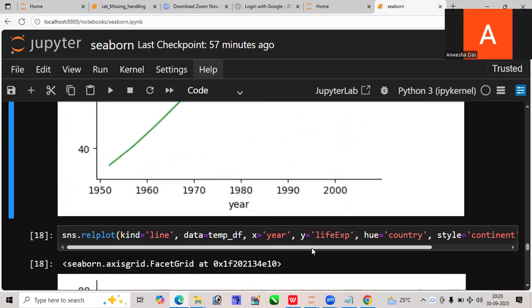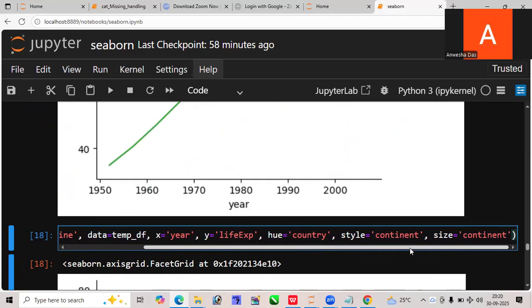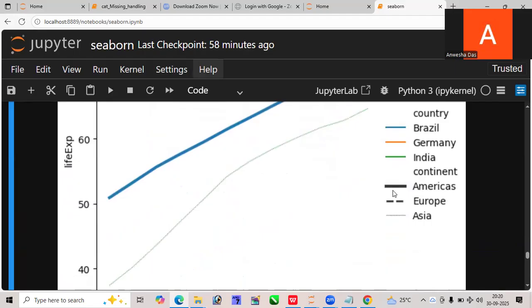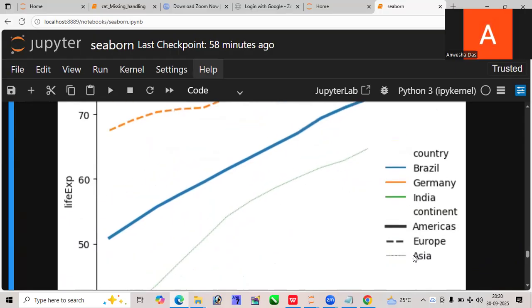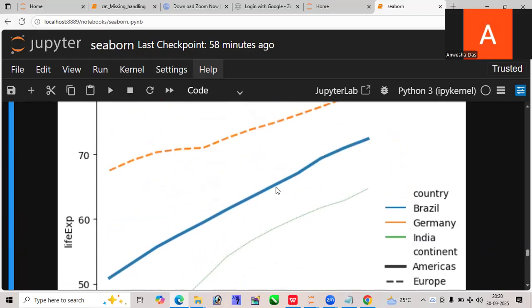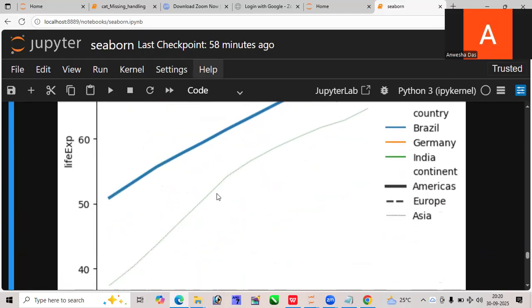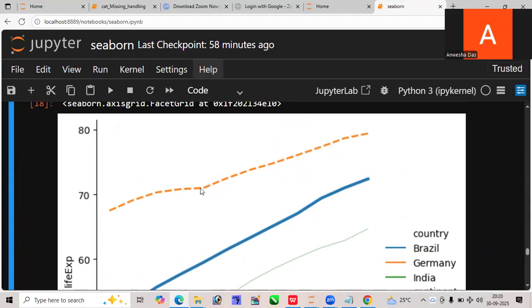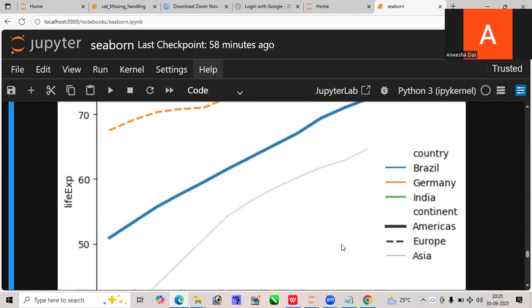Here I have done something else. I have passed hue. In style I have passed the continent, and for size I also passed the continent. See here, it shows which continent the country belongs to. India belongs to Asia. And the size is also different. Here it is very thick. Here there is no continuity. So like that, there is the difference.